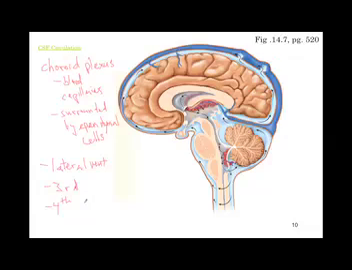You said it constantly produces cerebrospinal fluid by diffusion? Filtration. Filtration.